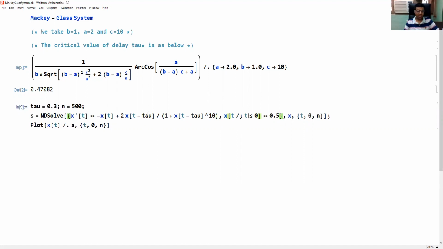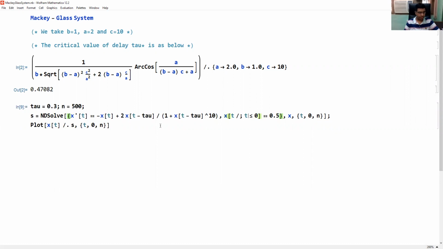So here, what are the equilibrium points? If we take a equal to 2, b equal to 1, then the other equilibrium point is (2 minus 1), that is (a minus b) divided by b, raised to 1 upon c. So it is 1 raised to 1 upon 10, that is 1. So we have 0 and 1 as equilibrium points.